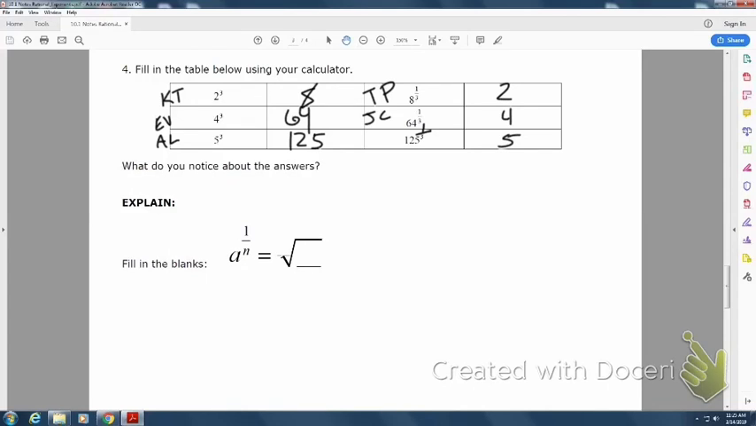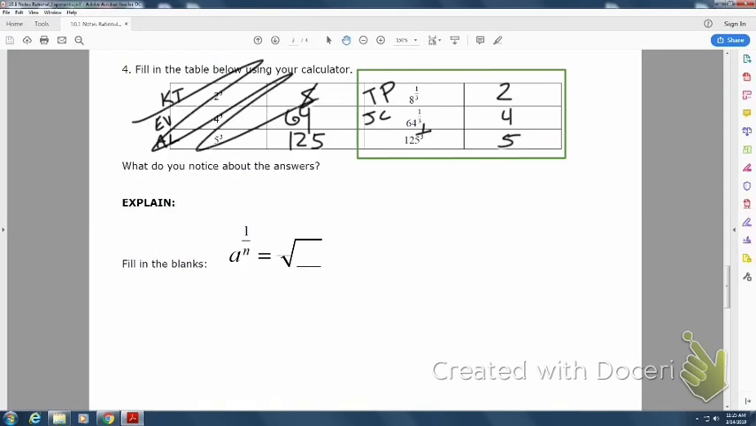Alright, so looking at this. What do you know about the answer, or what do you notice about the answers? Well, let's look at this first. What do you notice about the answers over here? No, don't look over here. Nope.